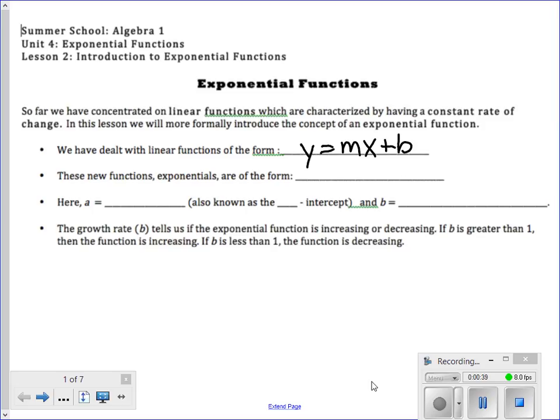These new functions we're going to talk about, exponentials, are of this format: y equals a times b to the x. Here, a is the starting value. Now, we're also going to refer to this as the y-intercept. b is what we call the growth rate.